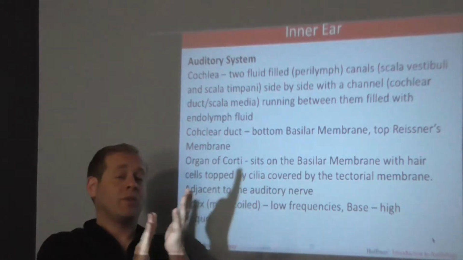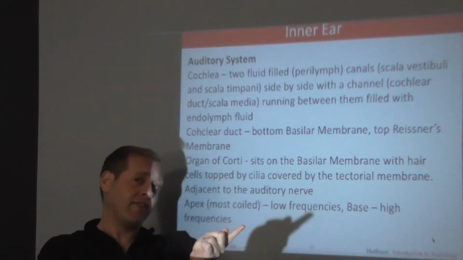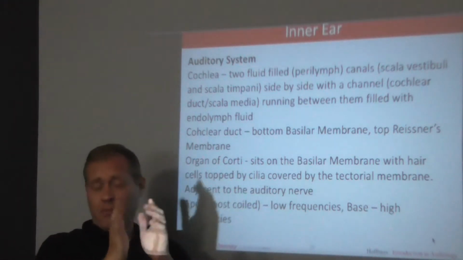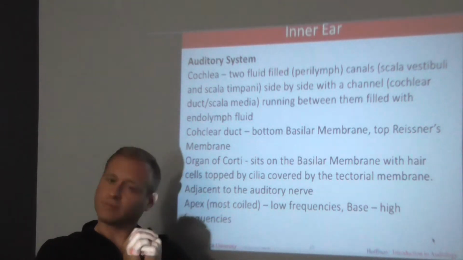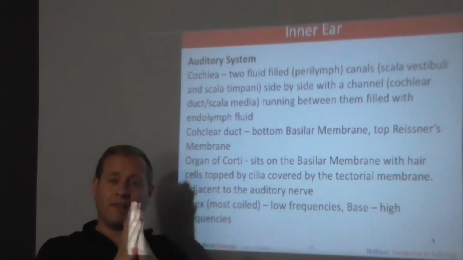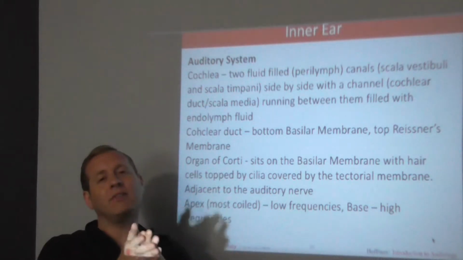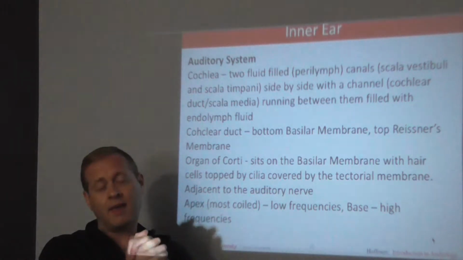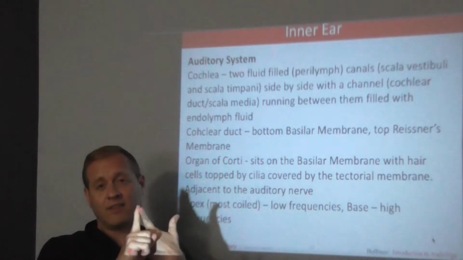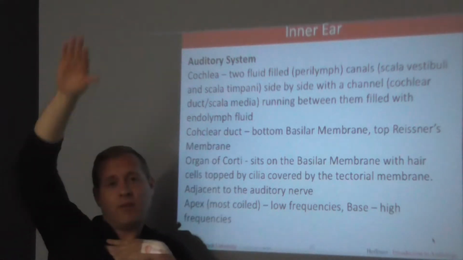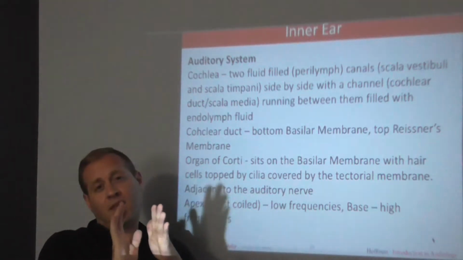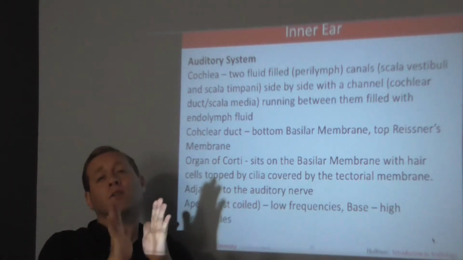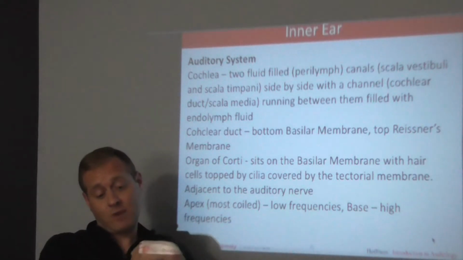The scala media, or the cochlear duct, is different than the scala vestibuli and the scala tympani because it is filled with a different kind of fluid. The fluid in the scala media is known as endolymph fluid. Okay? Perilymph fluid in the scala vestibuli and the tympani, tube that goes up, tube that comes down. In the middle, the scala media is filled with endolymph fluid. Okay?